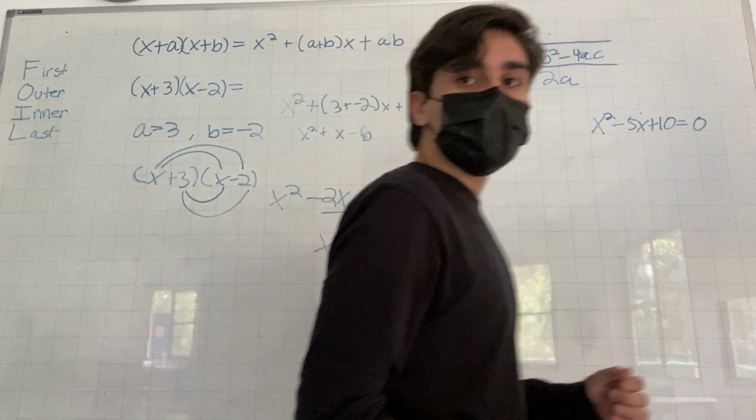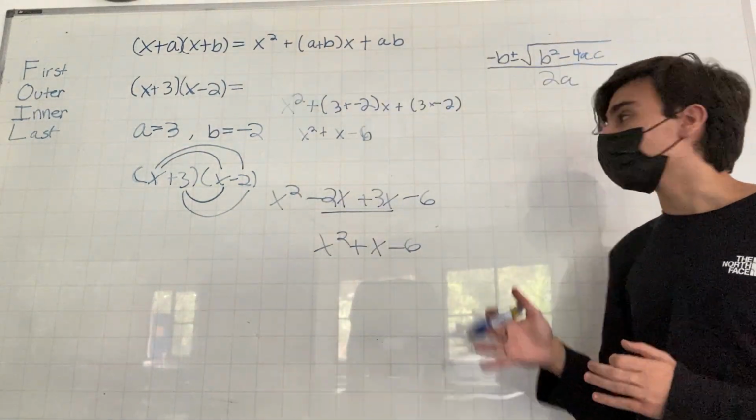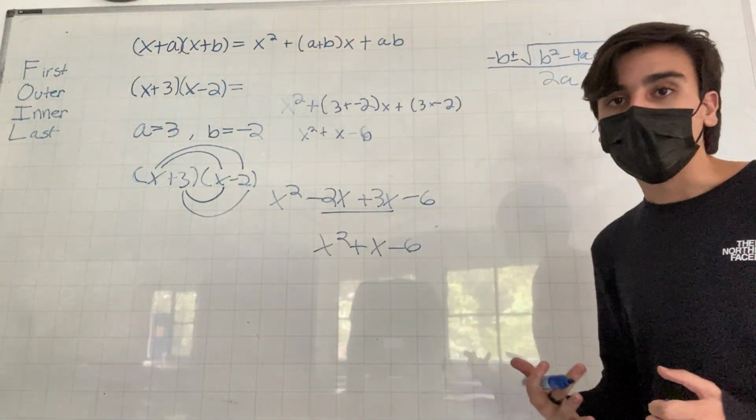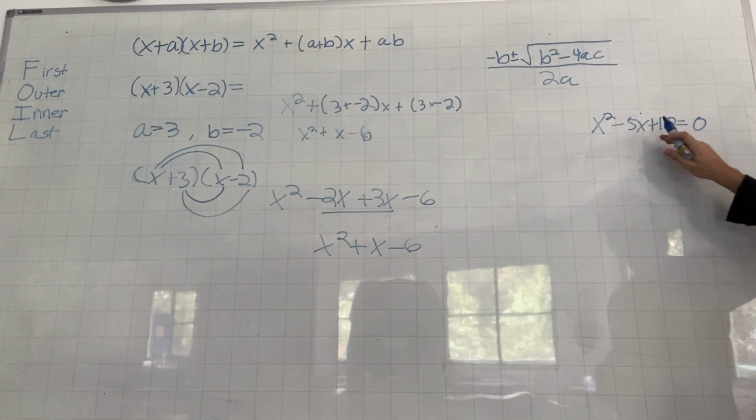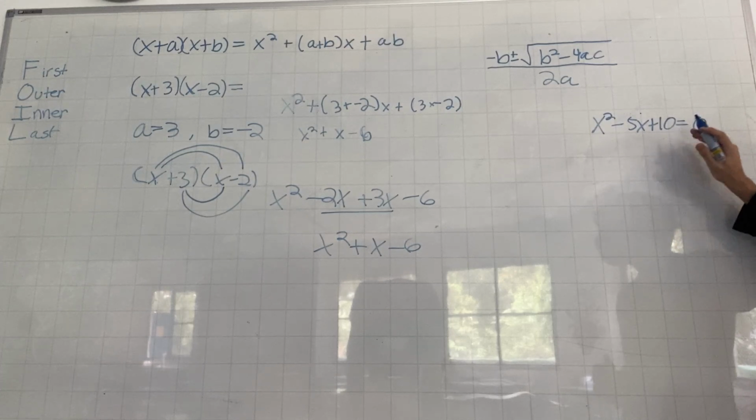So now let's go into factoring, or in this specific case, the quadratic formula. So the equation that Mr. Igor gave you guys is x squared minus 5x plus 10 equals 0.